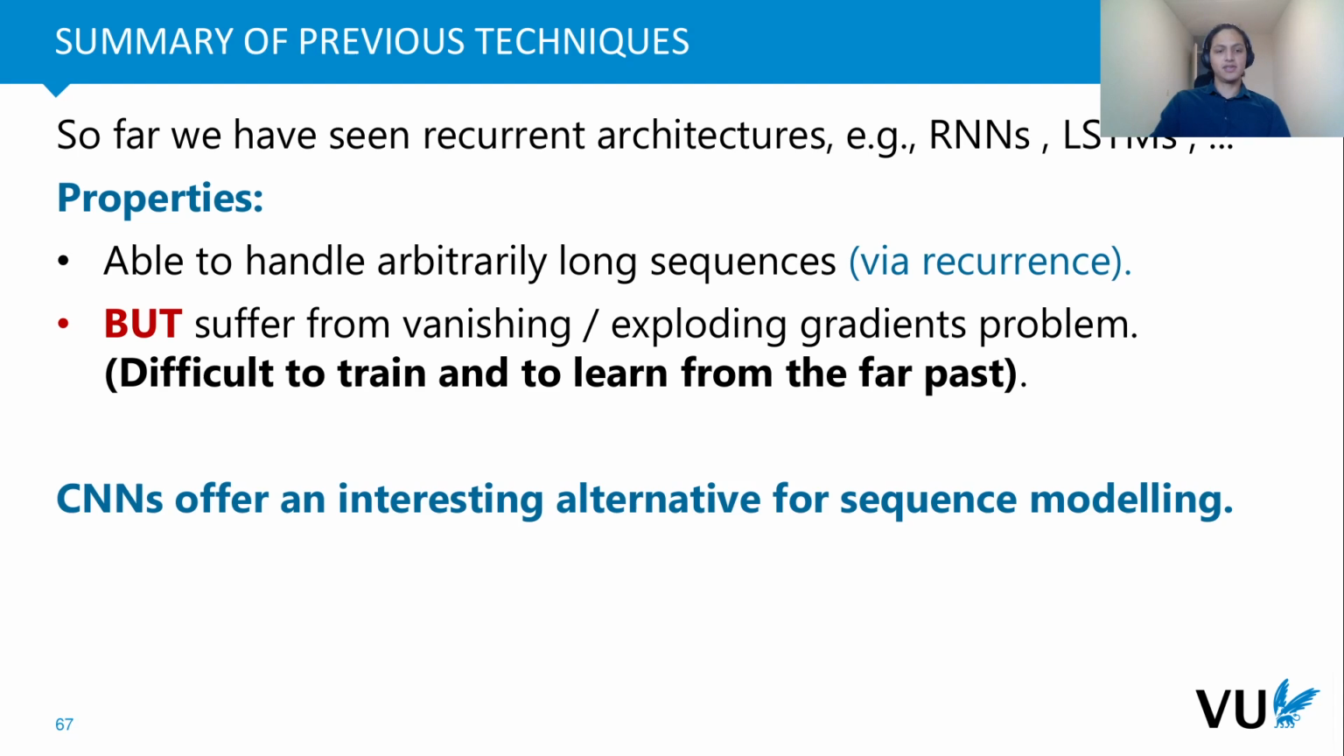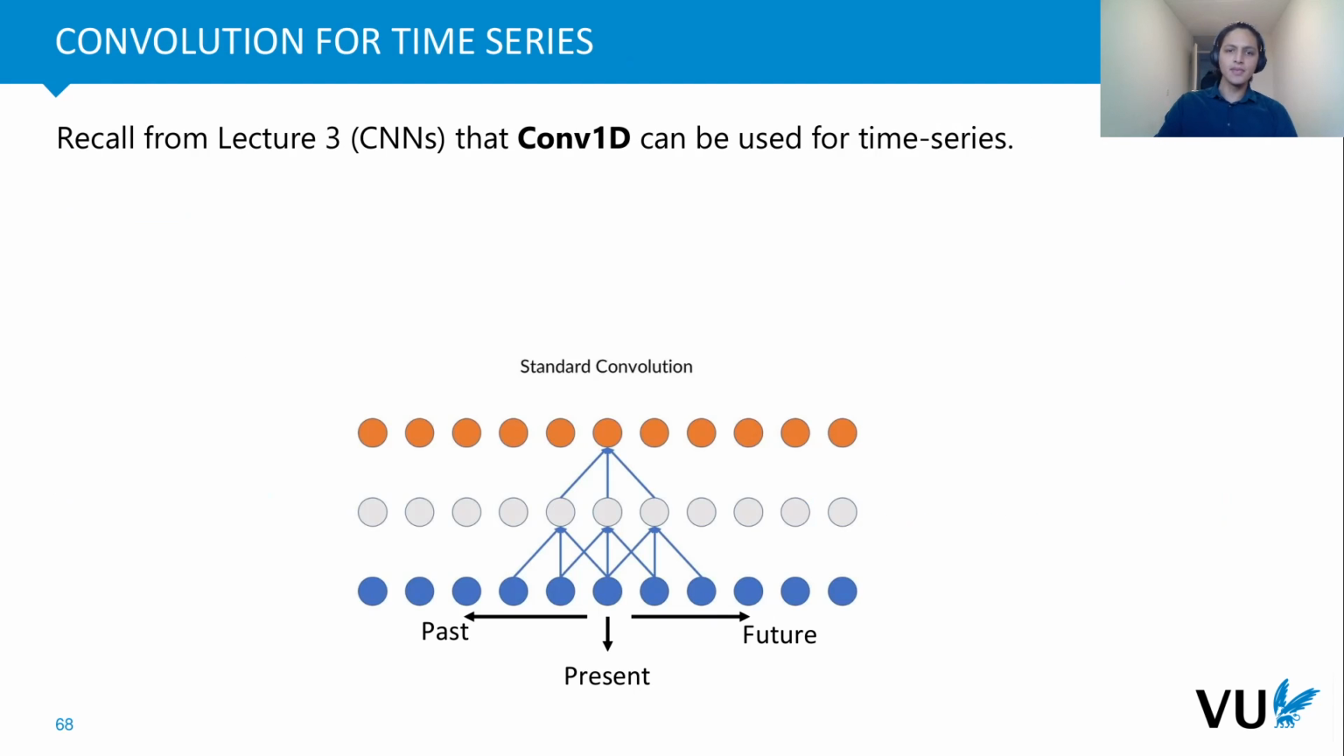What we are going to see now is that CNNs applied to sequential data are actually a very interesting alternative to these recurrent architectures. And we saw in lecture 3, if you remember, that the convolutional 1D operation can be used for time series. So if we want to calculate the answer for the value depicted here as present, we would just put a convolutional kernel centered around that point, and we would do a dot product, and that would give us the convolution, right? Then we would just shift it everywhere, and that would give us the response of the convolution operation.